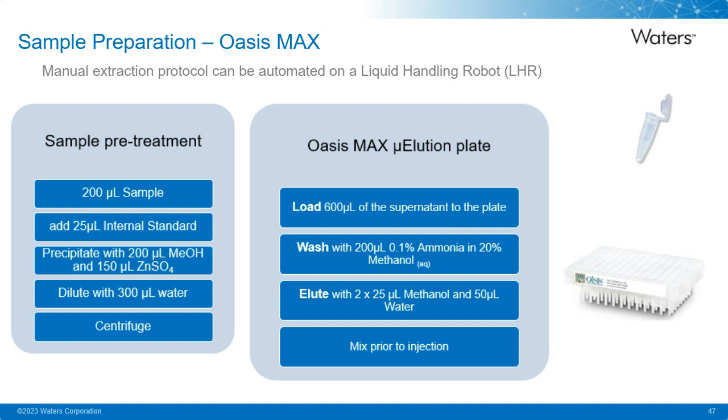We look at our sample pretreatment. We have our sample with internal standard. It's precipitated and then diluted with water, as we mentioned, and centrifuged. Then we load it onto the plate. We do the high pH wash for this plate to clean it up, and then elute with methanol in 50 microliters of water. In this case, these are non-polar, they're not bound by ion exchange, so we can just elute them in straight organic.